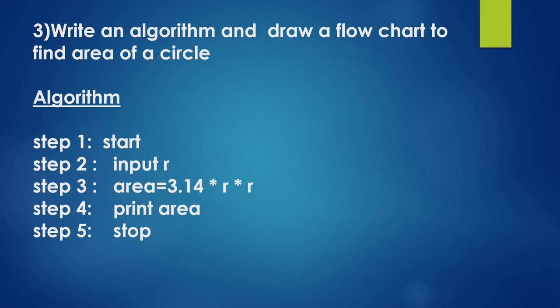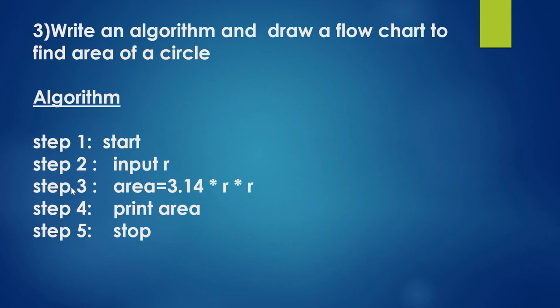Then for finding the area of a circle, what is the input? Formula is pi r square. If you are getting the value of r, you can find out the value of area. So, input is radius. If you are getting the radius, you can find out the value of area. R means radius.